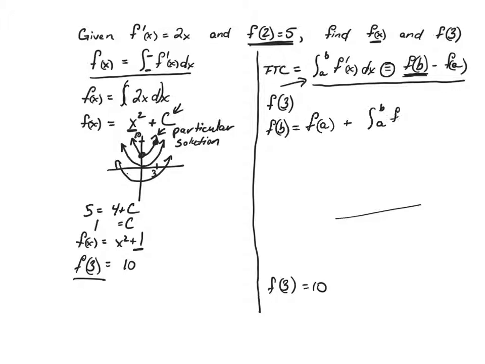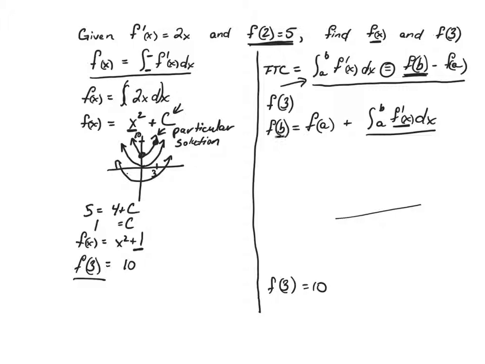Does that look good? Okay, I think that's pretty self-explanatory. But we're kind of using that idea of area. So this integral means the area underneath our derivative 2x from a to b. So what is this a and b?